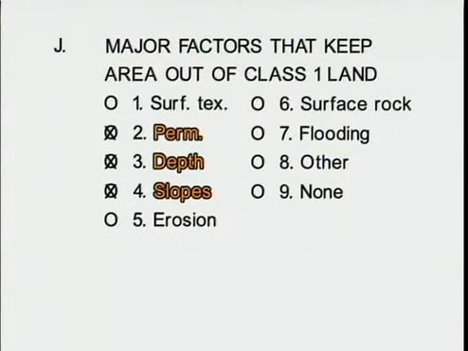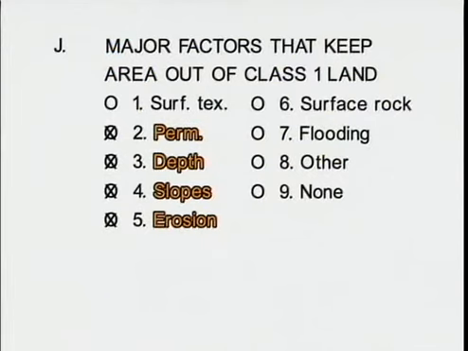Item number 5, erosion. Anything other than none to slight keeps it out of Class 1 land. So more than 25% of the original surface soil is gone in this case. So we should have marked erosion, item number 5. That would keep it out of Class 1 land since 44% of the original topsoil had been lost. Surface rock, is it stony or not? We evaluated it to be non-stony, so we should not have marked item number 6.